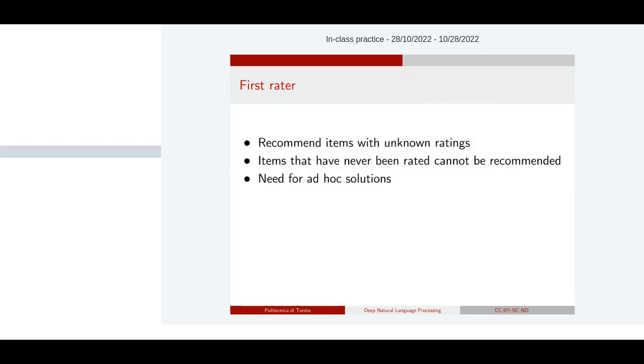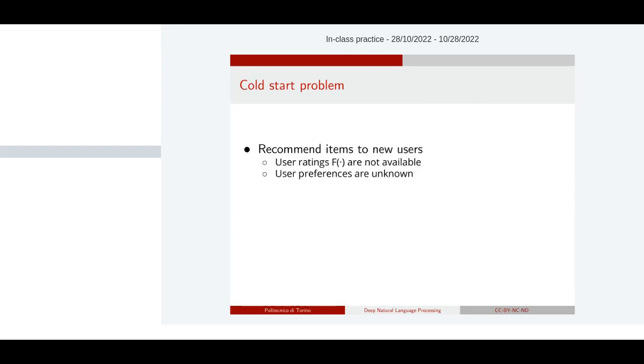The other problem is that if you have new items which are added to the collection, because maybe a new model of mobile phone is now available in the market, you don't know whether it could be recommended or not, and who the potential users are, because you don't have any history about the item. This is called first rater.